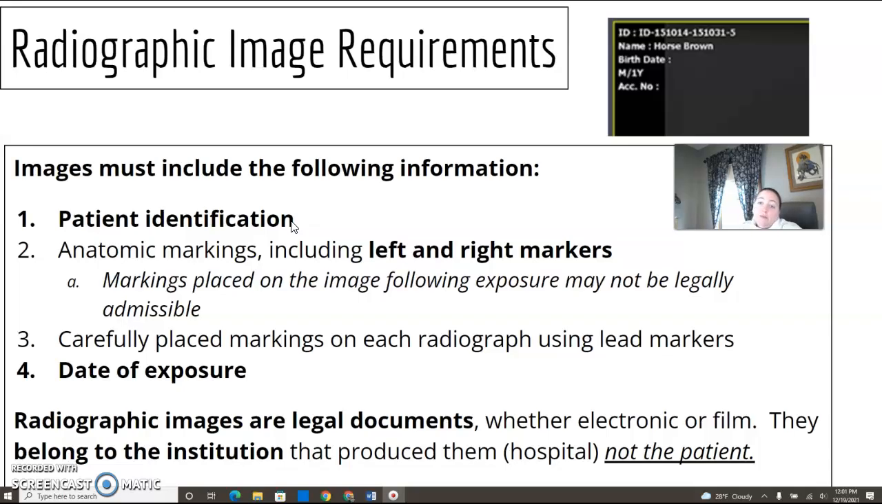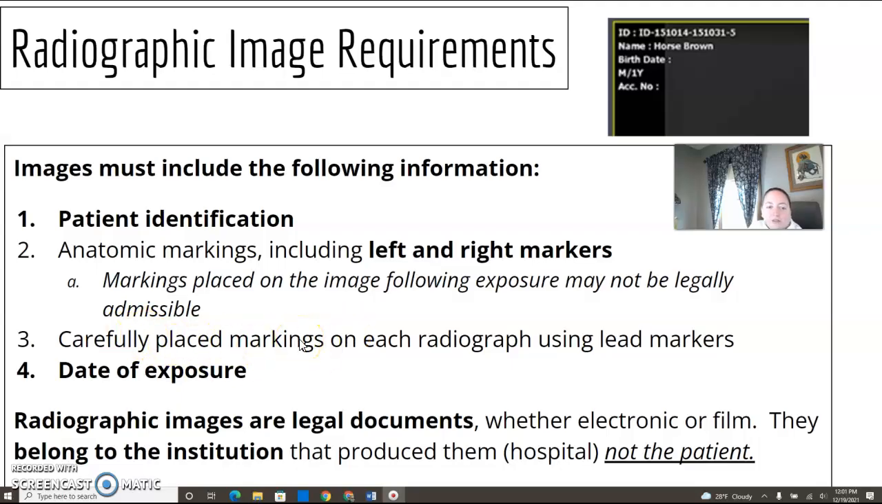Ideally, your left and right lead markers are placed at the time of exposure. Markings placed on the image following exposure, so your electronic markers that might be on your electronic system on your station that you place after the fact, might not be legally admissible. So ideally try and get your markers on at the time of exposure. Don't use your electronic markers just because they're easier.